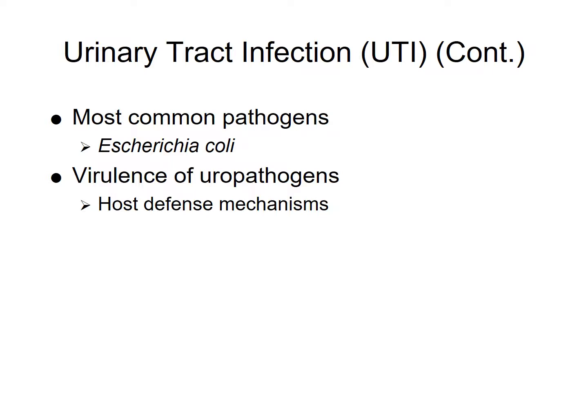The virulence of the uropathogens, host defense mechanisms. So these bacteria proliferate, and normally what happens is we get a little bacteria in our bladder, we urinate it out. In cases of urinary tract infection, those colonies have built to the level where we can no longer rid them, and they begin to pose a problem.